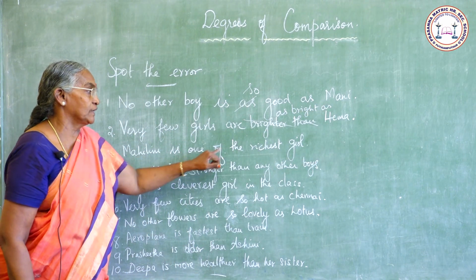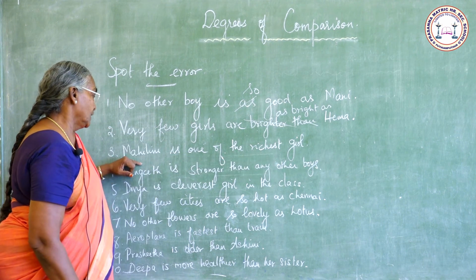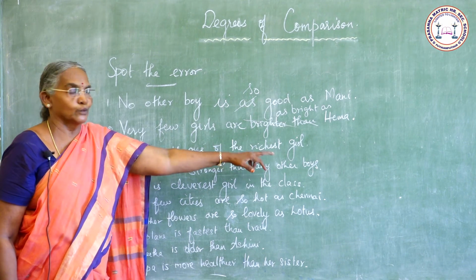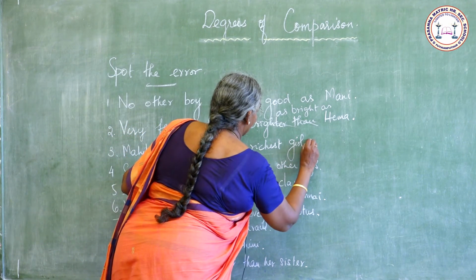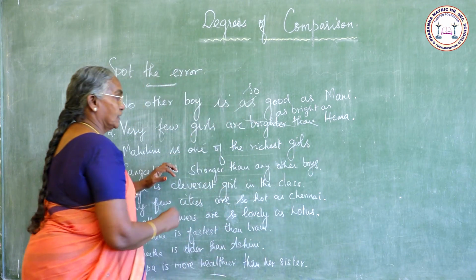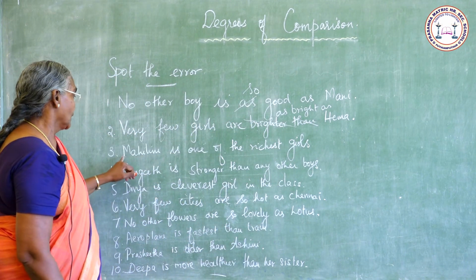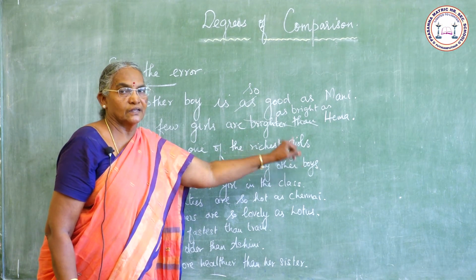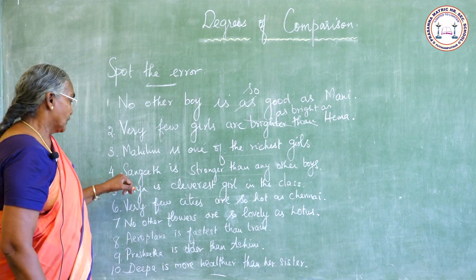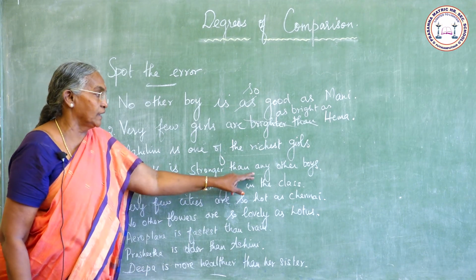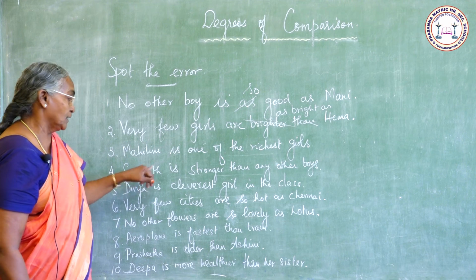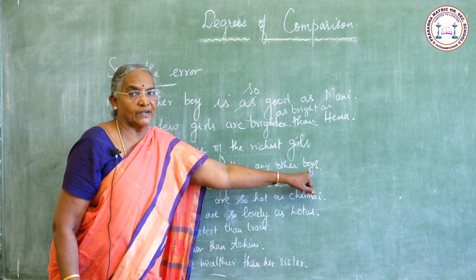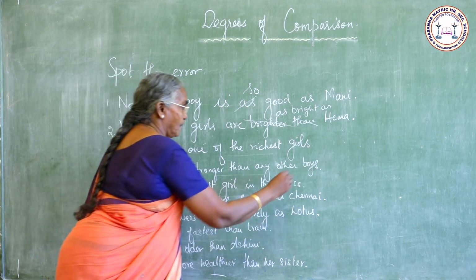Mahilini is one of the richest girl. If "one of the" comes, we should use plural here; we have to add "s" with girl. Mahilini is one of the richest girls. There are many rich girls, and she is one of them. Sangeet is stronger than any other boys. When "any other" comes, we should use only singular: any other boy.